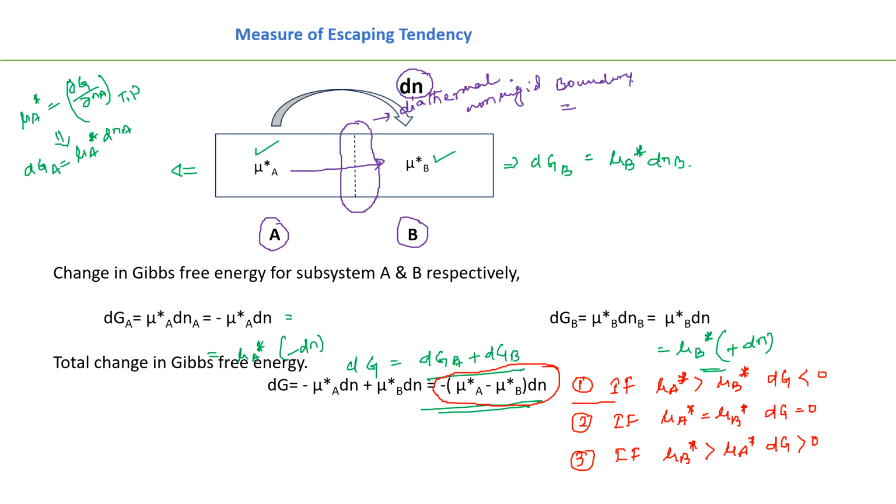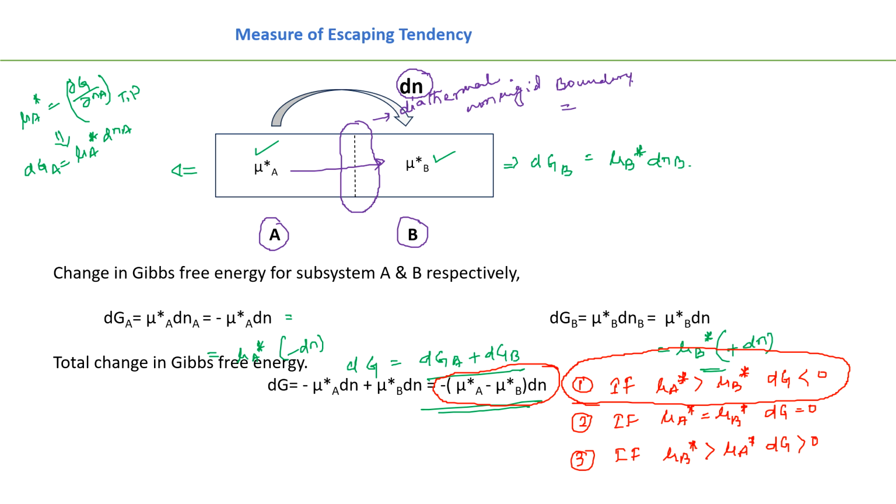So among these three conclusions, the most important is the first one, to explain the escaping tendency. That is why it is called the escaping tendency: if a system has higher chemical potential, then matter can easily and spontaneously transfer to the lower chemical potential. And it is true for the other potentials.